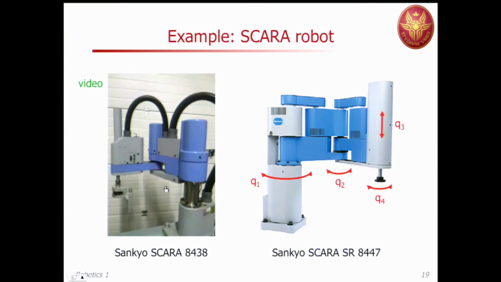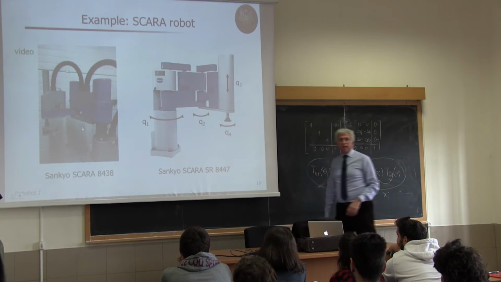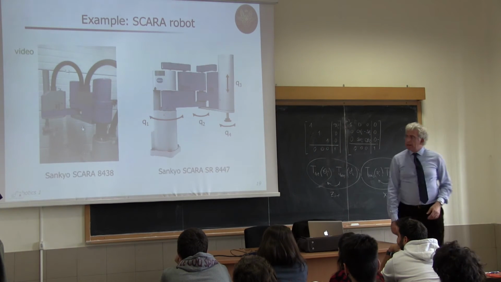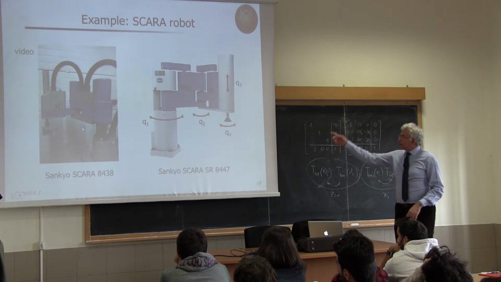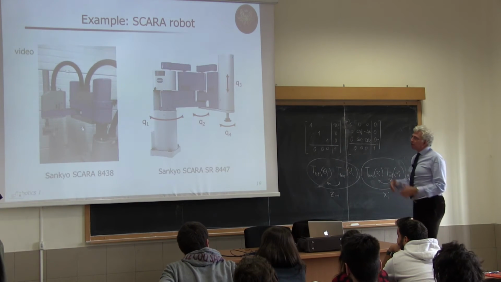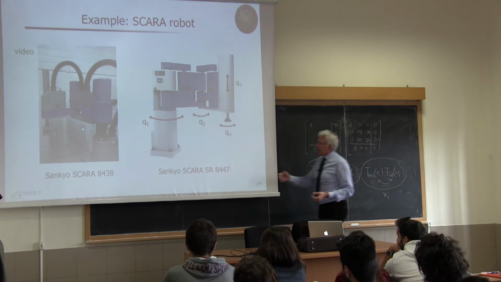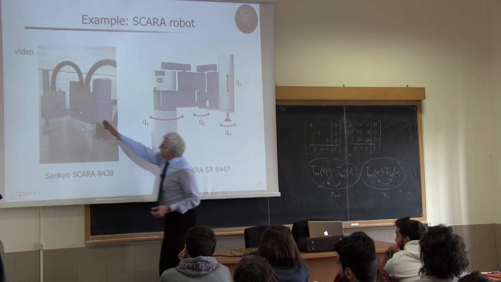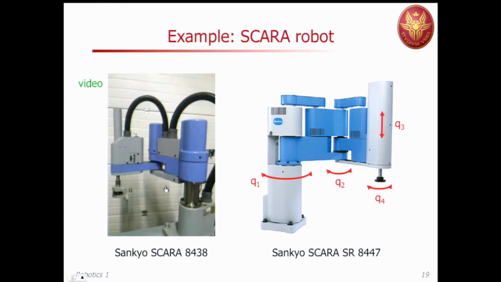The example is on the SCARA. Here on the right, there's a SCARA built by Sankhyo. This is out of production now. I found a video not of this SCARA, but of a very similar one, still by Sankhyo. You see, it's the same kinematics. It has only some passage of cables outside, but otherwise it's pretty much the same.